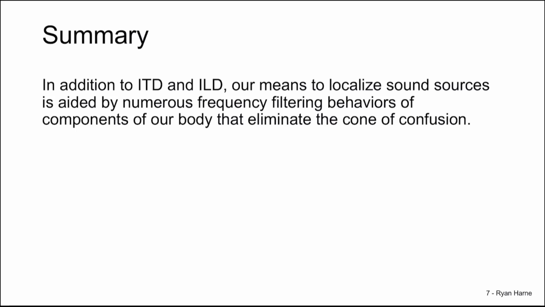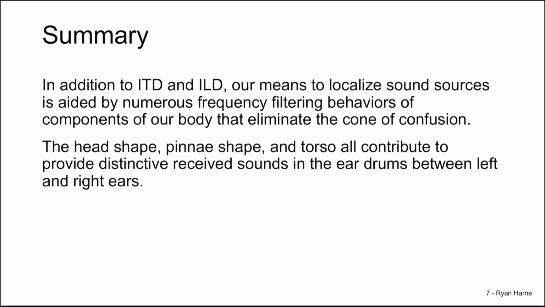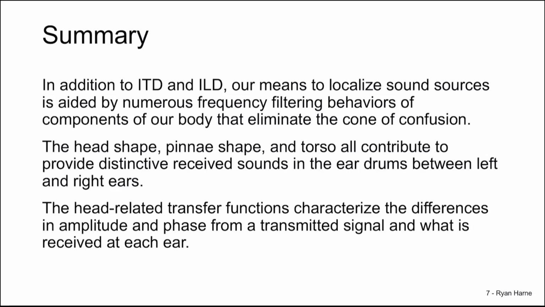To summarize what we've learned, in addition to ITD and ILD, our means to localize sound sources is aided by numerous frequency filtering behaviors of the components of our body, and these help to eliminate this hypothetical cone of confusion. The head shape, the pinna shape, and the torso all contribute to provide distinctive received sounds in the eardrums between the left and right ears. The head-related transfer functions, the HRTFs, characterize the differences in amplitude and phase from a transmitted signal to what is actually received at the ear.